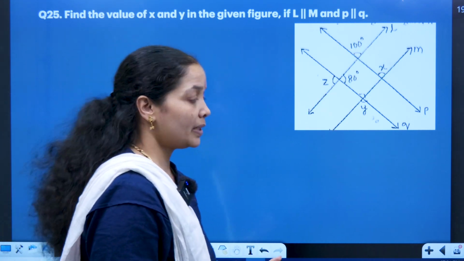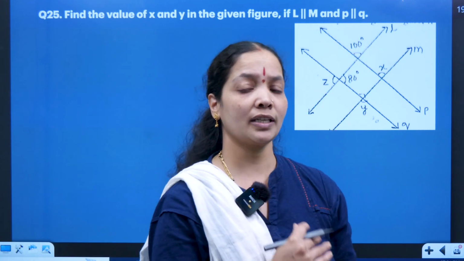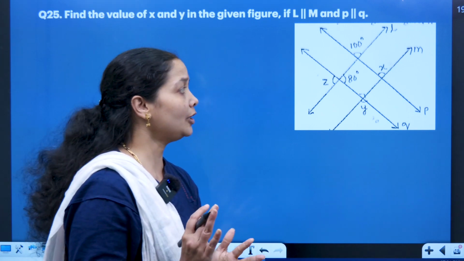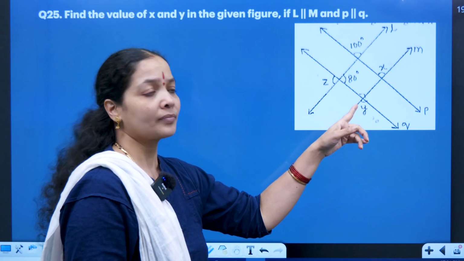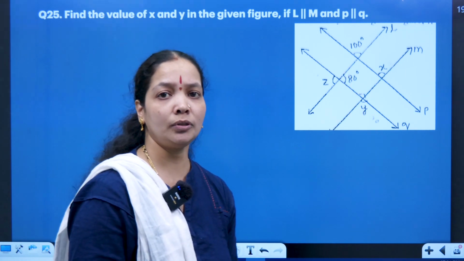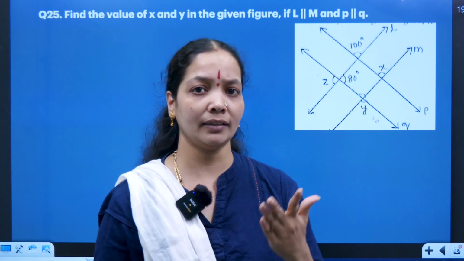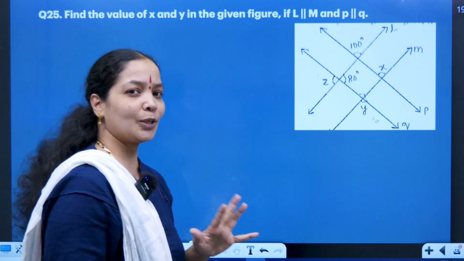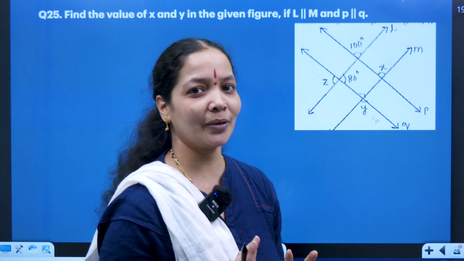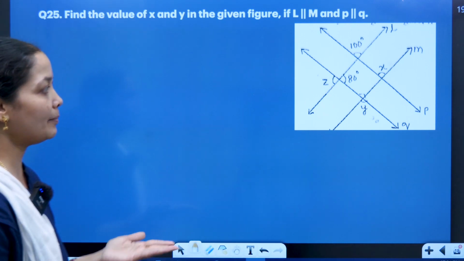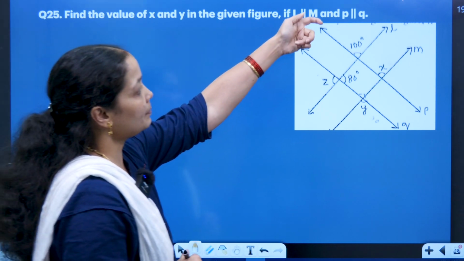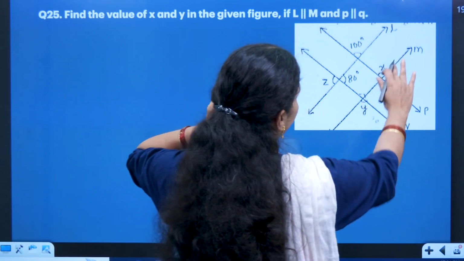I told you in my previous solving of MCQs also, we'll come up with lines and angles, and I'll tell you a very easy technique of finding all the different shapes related to alternate, corresponding, linear and many other things. I'll quickly post the video, don't worry about it. In this, let me see what can be done. L is parallel to M and P is parallel to Q. I have to find x and y.